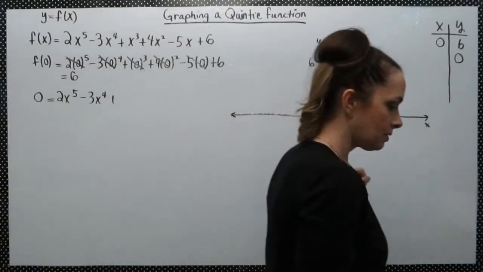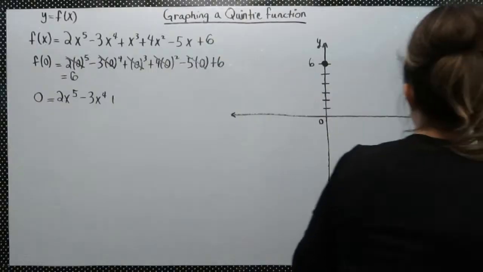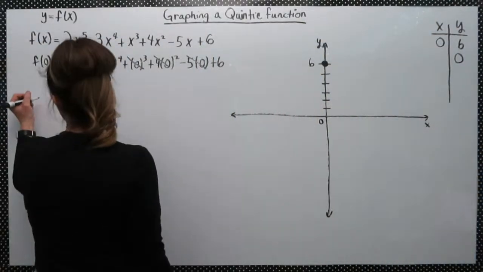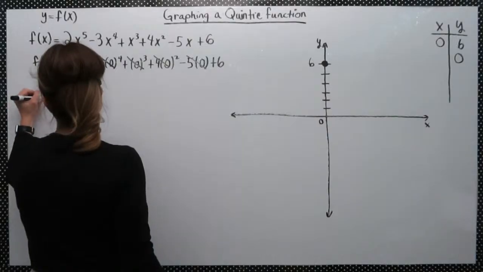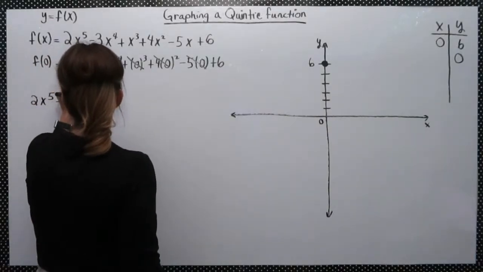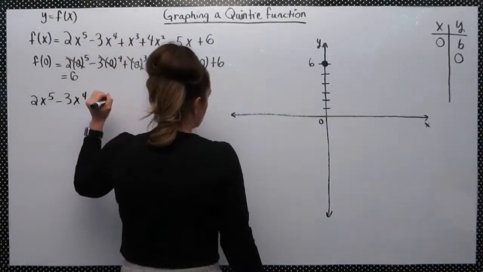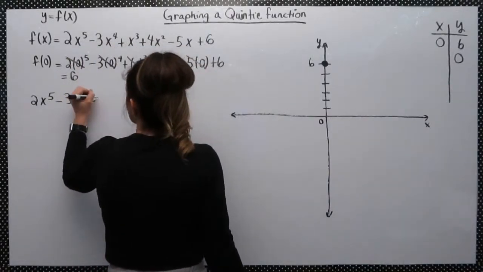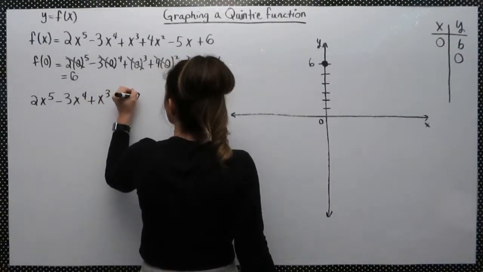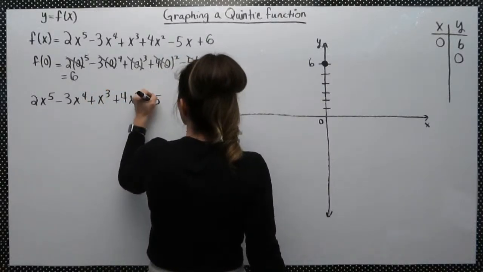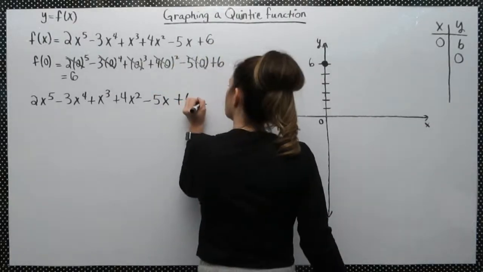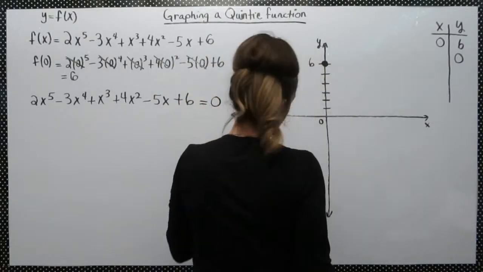Actually, I'm just going to go ahead and rewrite this now because I like all my variables to be on the left. So what we're doing is we're just setting it equal to 0. So we'll say 2x to the 5th minus 3x to the 4th plus x cubed plus 4x squared minus 5x plus 6 equals 0.